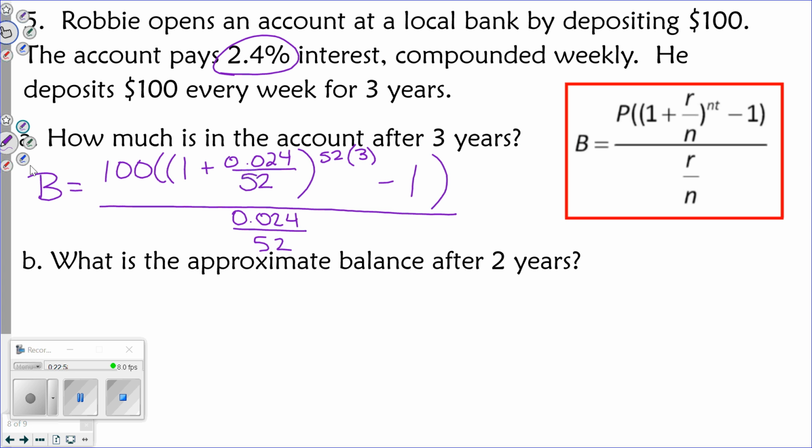All right, so we should end up with a balance of $16,171.46. Whoa, negative.